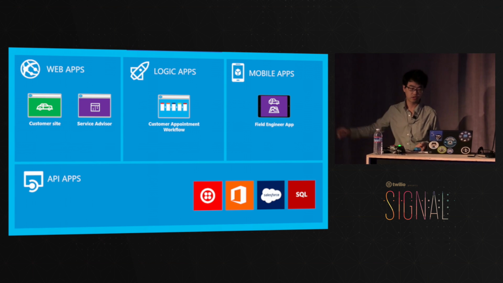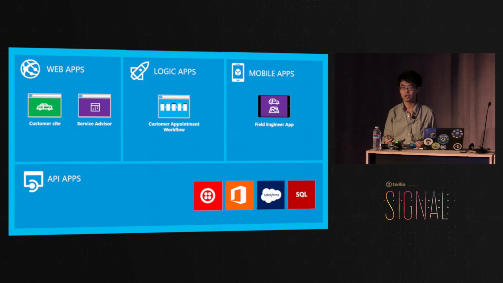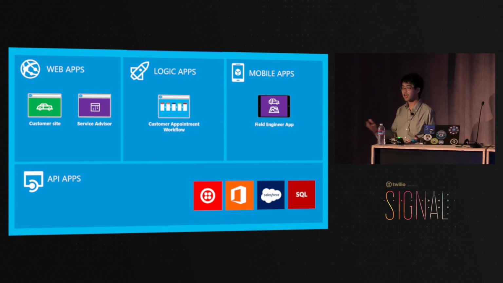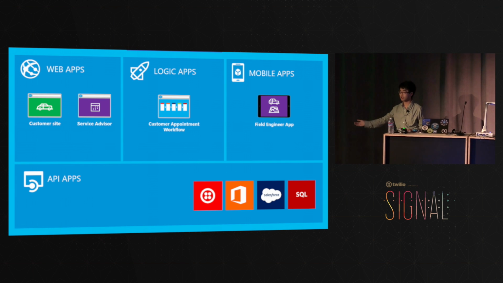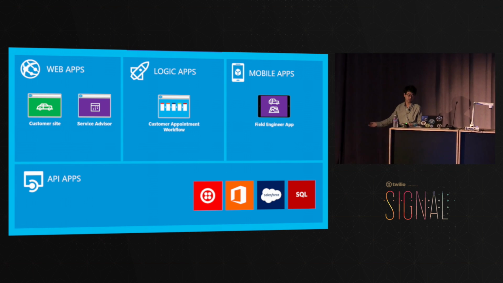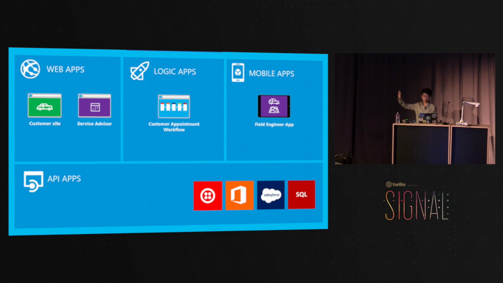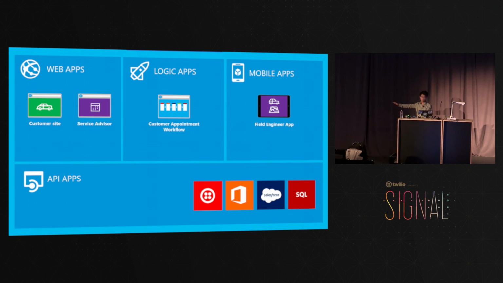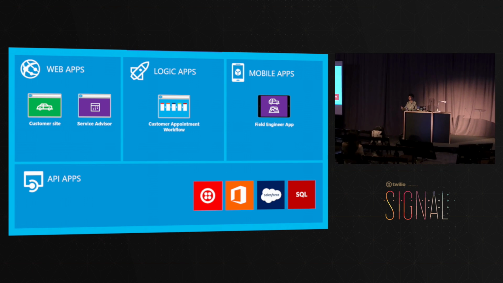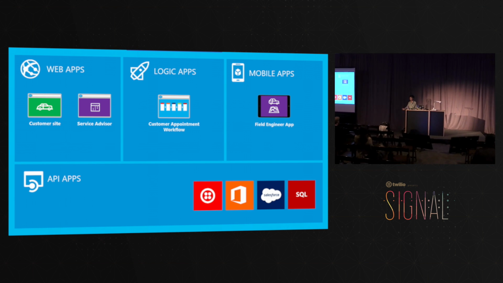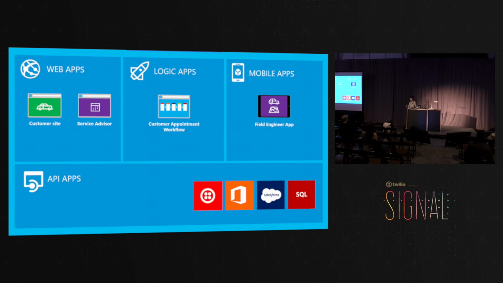Here's the scenario. Imagine that you are a company that provides cable services. You go to houses and say, hey, I'm going to install cable for you so you can watch TV, things like that. We have two websites in this scenario. One is a customer website, where they can just go and say, hey, I want to install cable, or I have a problem, I need you to help me fix it. It's a very open website. There's no authentication at all.